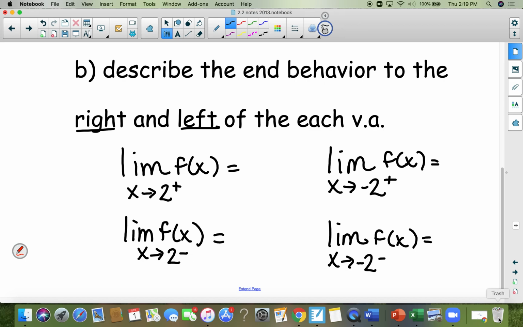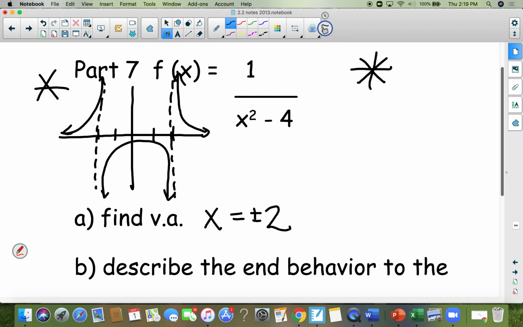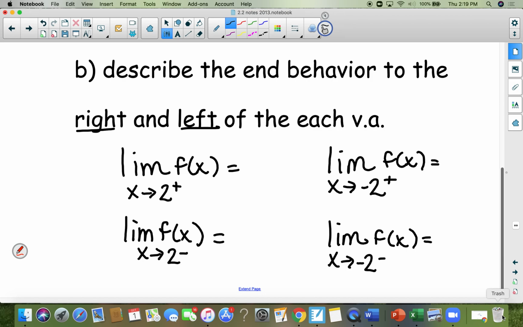2 from the right. Here's 2. And you're approaching 2 from the right. What's the intended y value? Infinity. What about 2 from the left? Negative infinity.